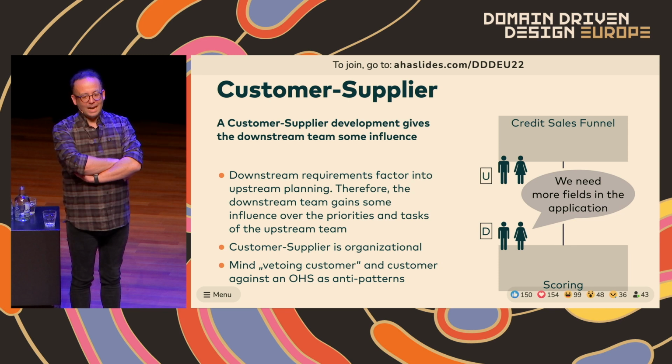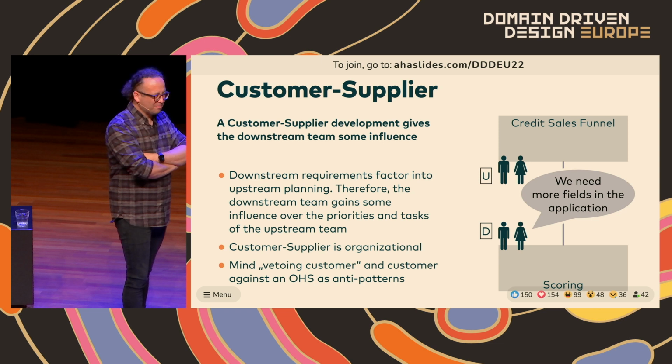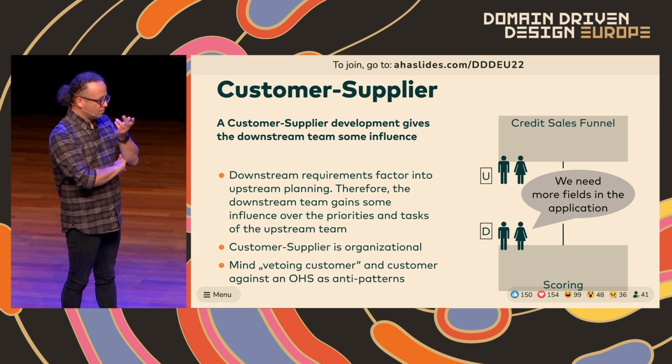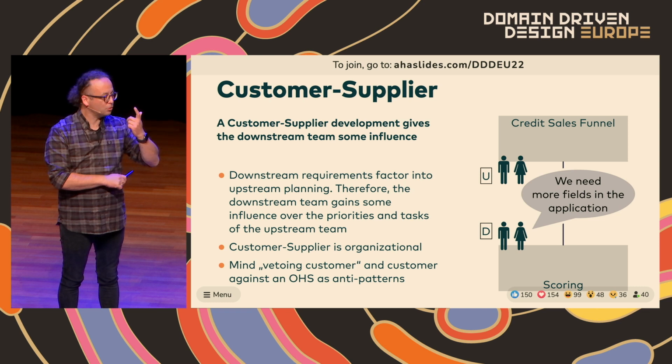However, there is another team that says, we are really sorry, but we need more data in that form in order to be able to assess that risk. And that is the scoring team. Now, they are downstream. Usually, they can't make that claim. Now, what do we do? We introduce a customer-supplier relationship.